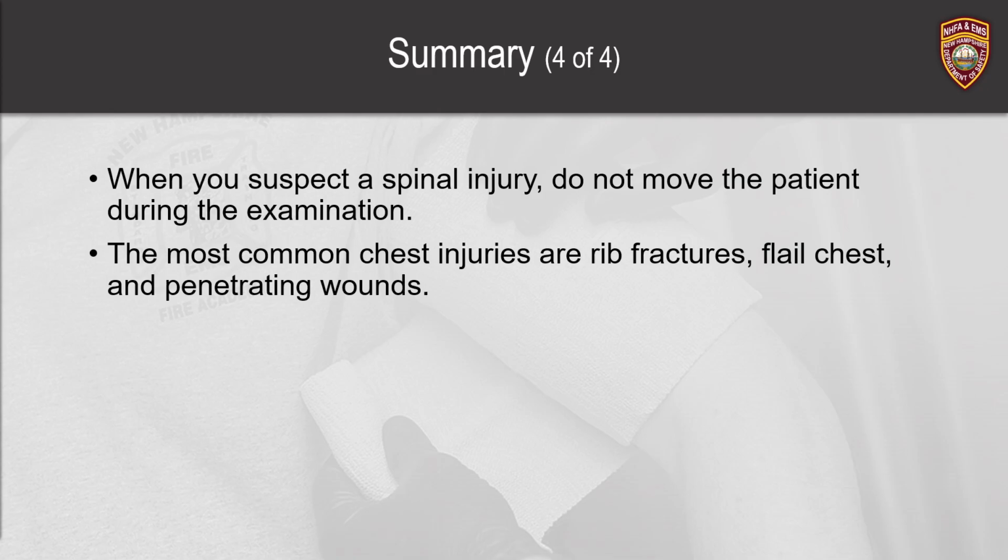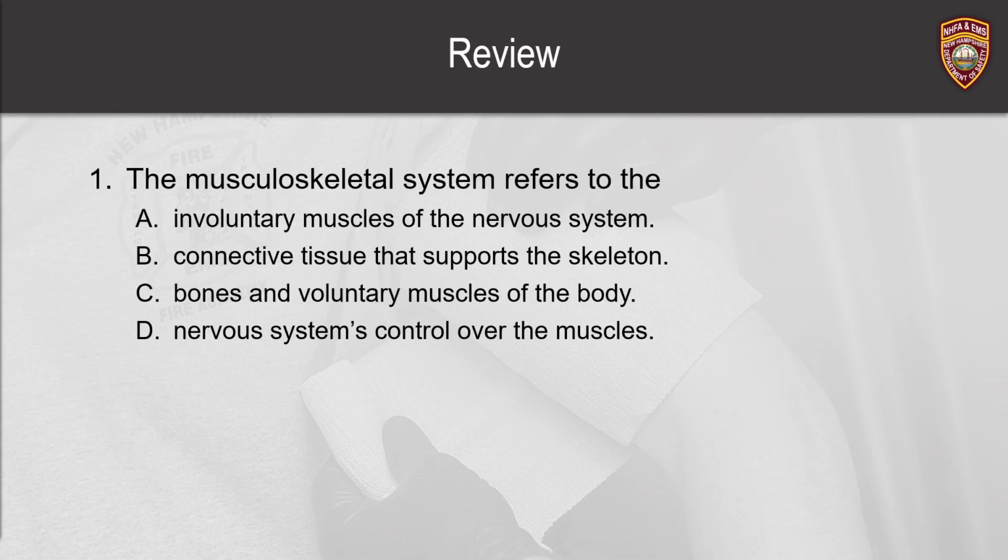The most common chest injuries are rib fractures, flail chest, and penetrating wounds, and we discussed how to treat those. So let's do a quick review, and then I'll put you on break. So the musculoskeletal system refers to involuntary muscles of the nervous system, connective tissue that supports the skeleton, bones and voluntary muscles of the body, or the nervous system's control over the muscles.